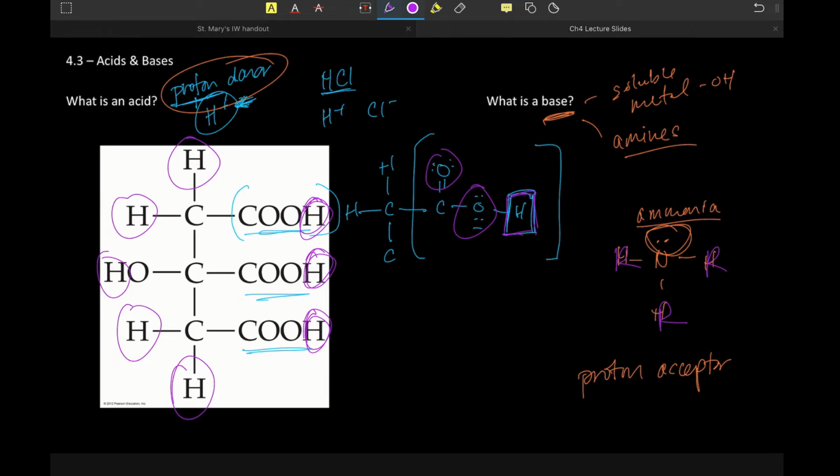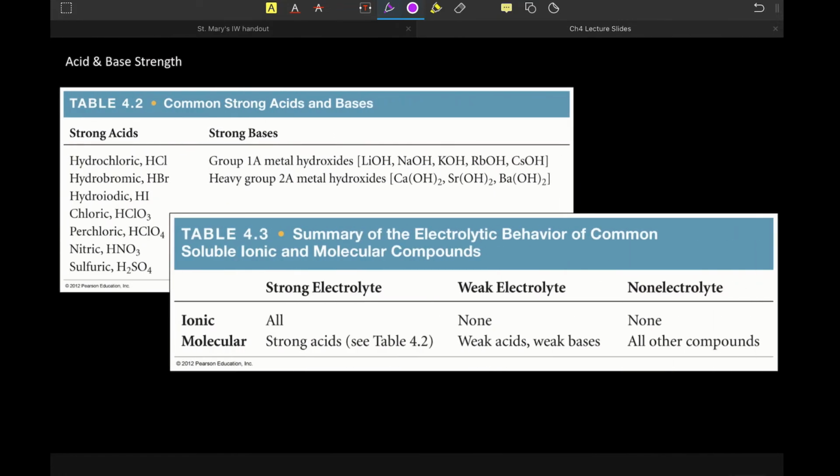But either way, nitrogen stuck to 3 things are our amines, right? Which means there's a lone pair, which means it can accept a proton.